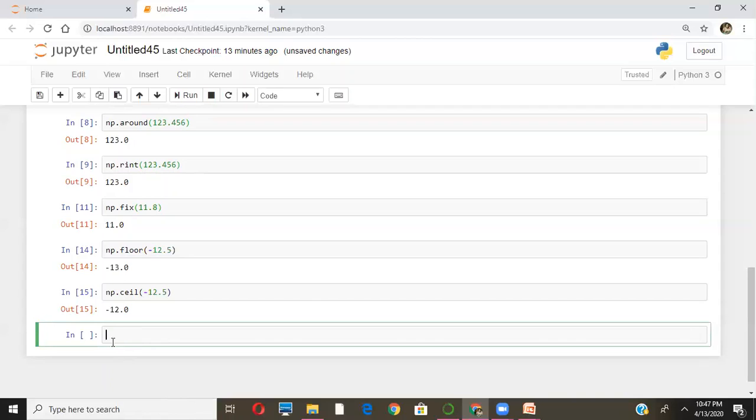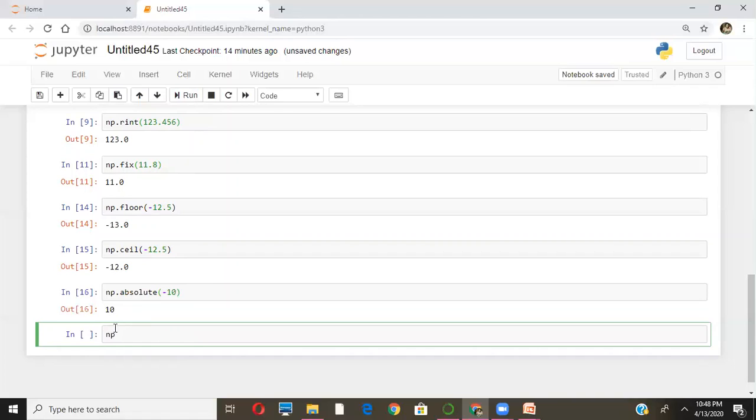Now we shall move to the absolute function and the fabs function. Both of them will return the absolute value of the parameter that you give as input. So in this case, I write np dot absolute, and then I'm just going to give minus 10. Okay, now let us see the output. The answer is 10. So the minus sign is excluded and just the value 10 is given as output.